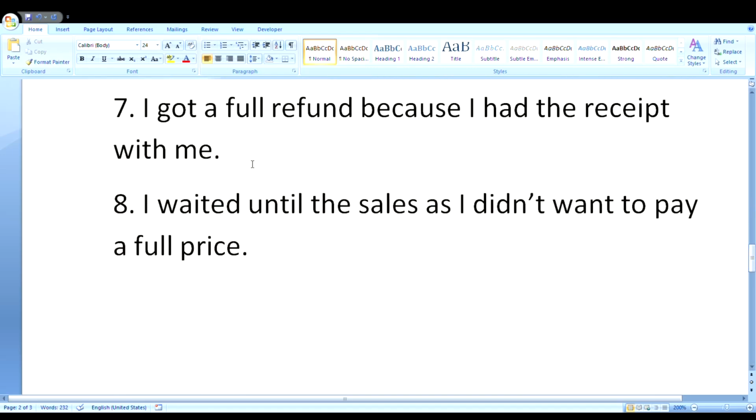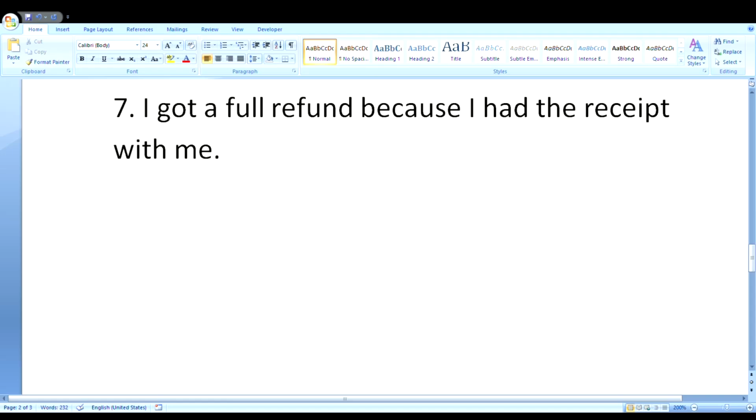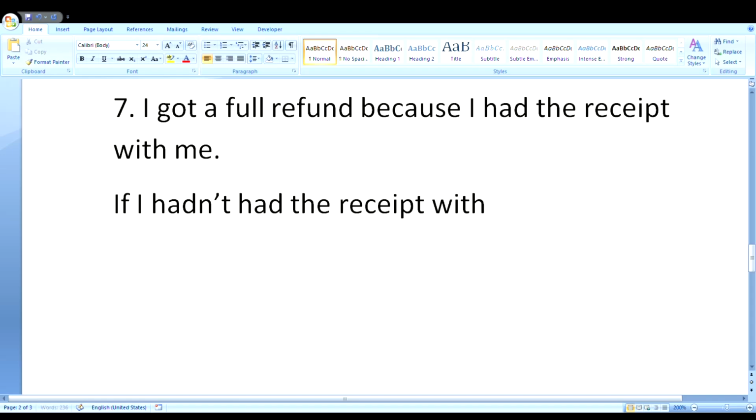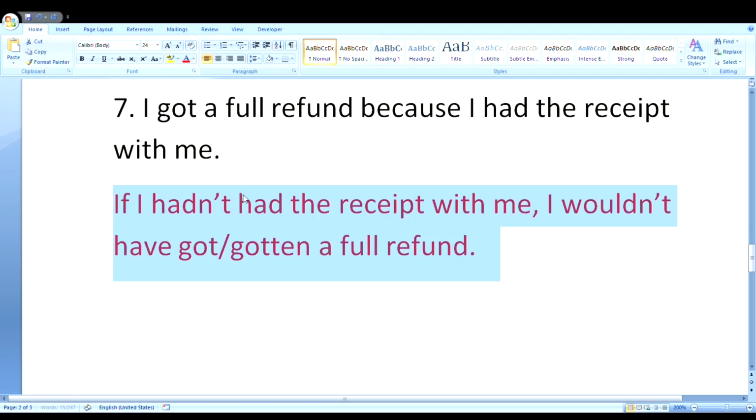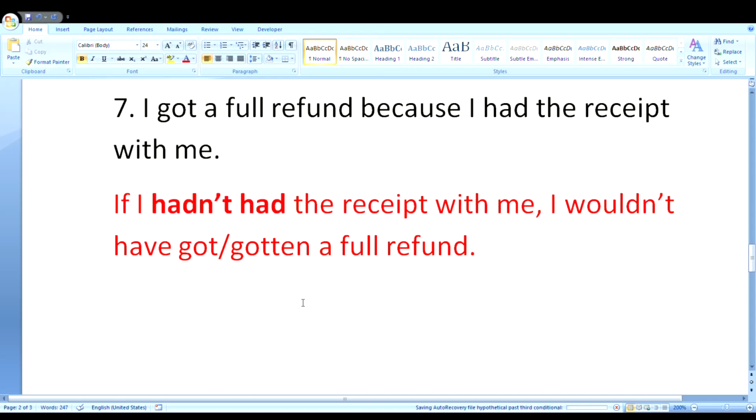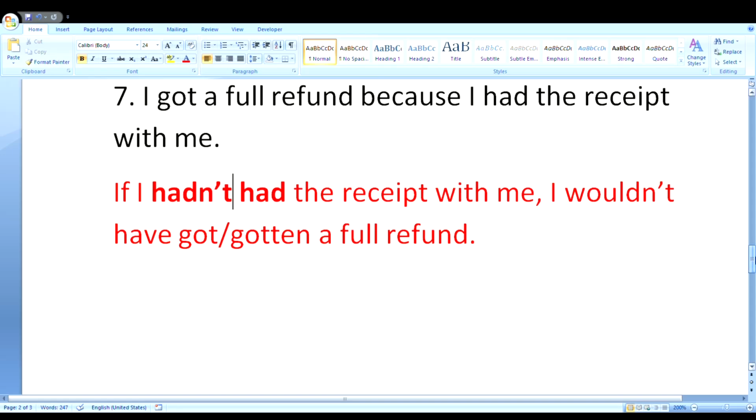I got a full refund because I had the receipt with me. However, what would have happened if I hadn't had the receipt with me? If I hadn't had the receipt with me, I wouldn't have got or gotten a full refund. That's right, we do need "had" here. So if I hadn't had the receipt with me, I wouldn't have got a full refund.